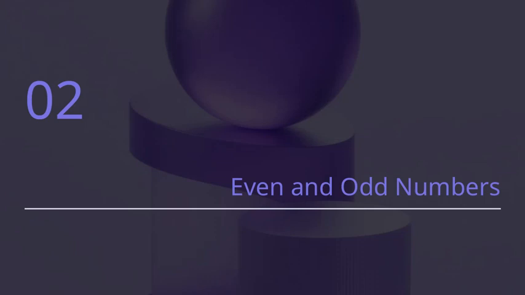Now, let's take a closer look at even and odd numbers. These are fundamental concepts in mathematics that help us understand how numbers work. Even numbers are those that can be divided by 2 without leaving a remainder. For example, 2, 4, 6, and 8 are all even numbers. On the other hand, odd numbers are those that, when divided by 2, leave a remainder of 1. Think of numbers like 1, 3, 5, and 7.